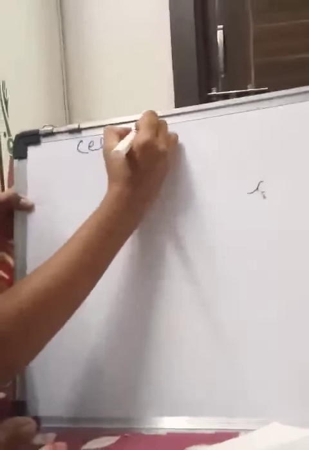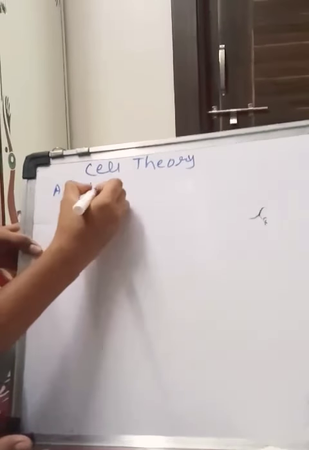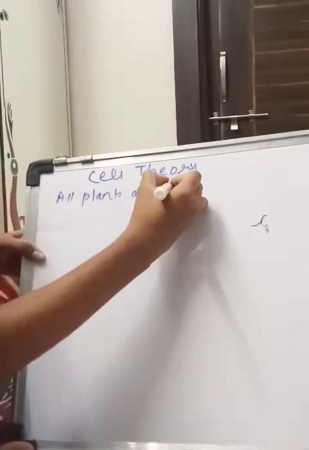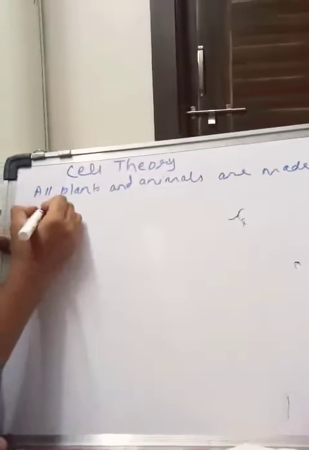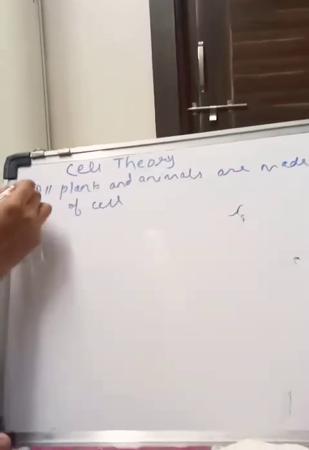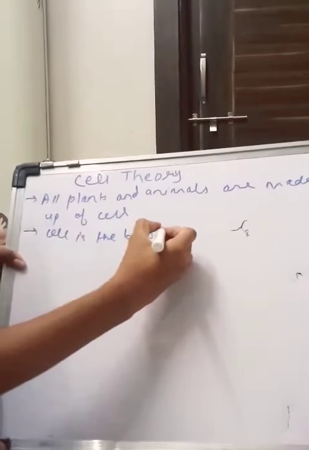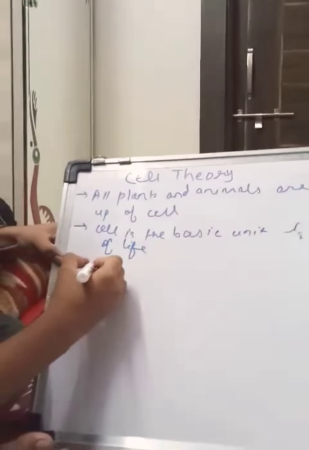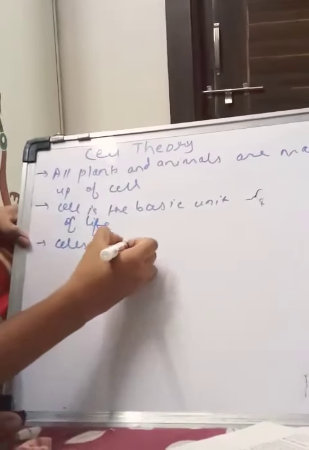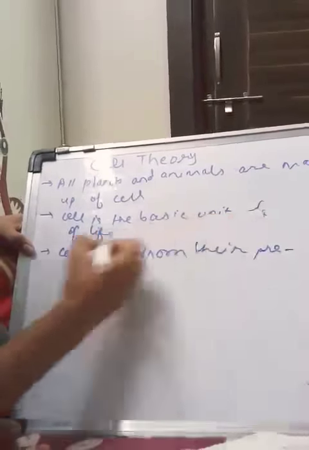Now the cell theory stated that all plants and animals are made up of cells. The cell is the basic unit of life. Cells arise from pre-existing cells.